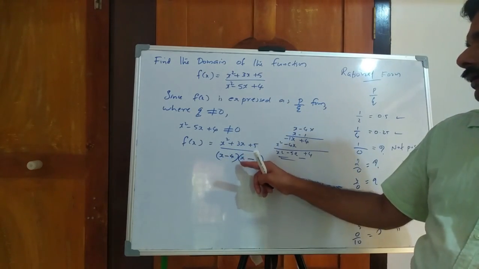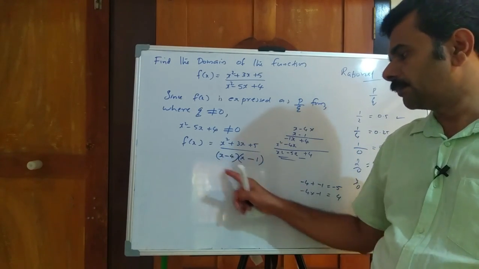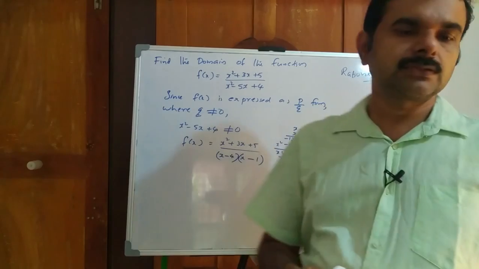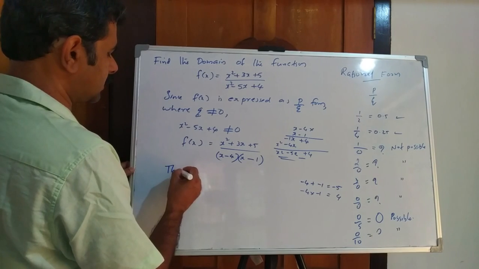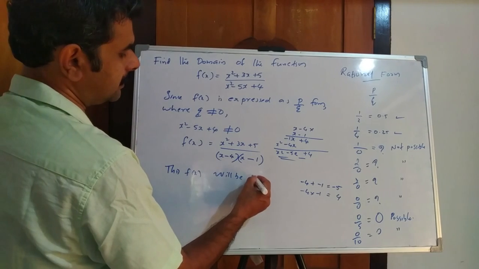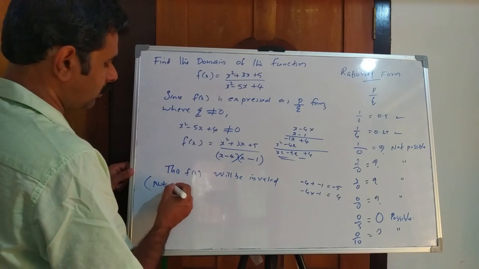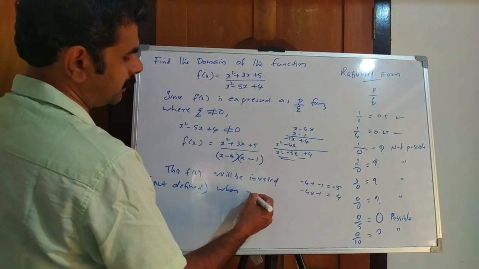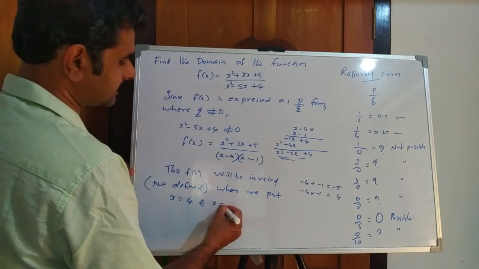Similarly, what about x equal to 1? 1 minus 1 is 0, so 0 into this number is 0. Then the denominator will be 0, which is not possible. So for this function, this f of x will be invalid or not defined when we put x is equal to 4 and x is equal to 1.